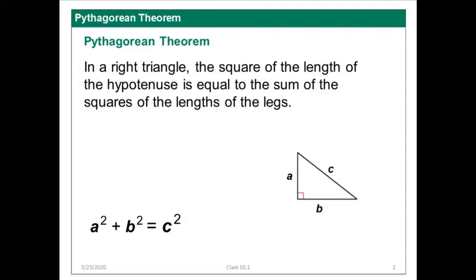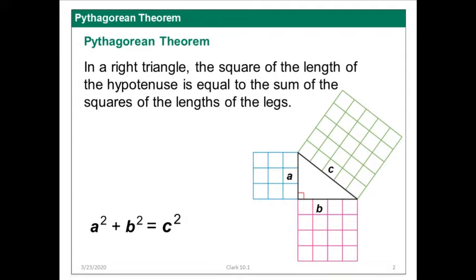In symbols, we can write this as a squared plus b squared equals c squared, wherein the sides forming the right angle are the legs, represented by a and b. The side opposite the right angle is the hypotenuse, which is the longest side in any right triangle. In addition, the Pythagorean theorem was named after a Greek mathematician, Pythagoras.